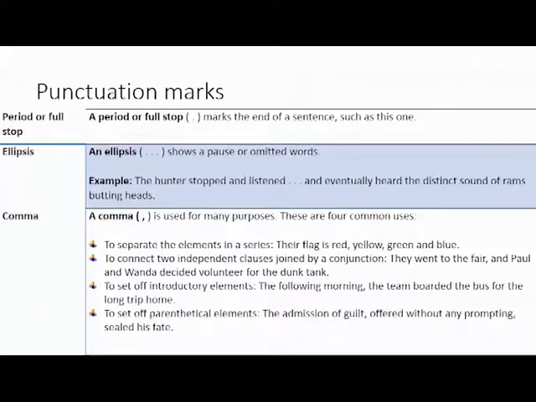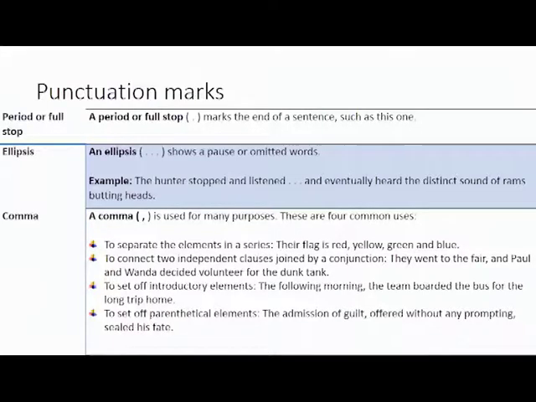When do we use a period or full stop? We use a period or full stop to mark the end of a sentence, and it is just a dot that goes at the end there. We also make use of a period or full stop in declarative sentences.